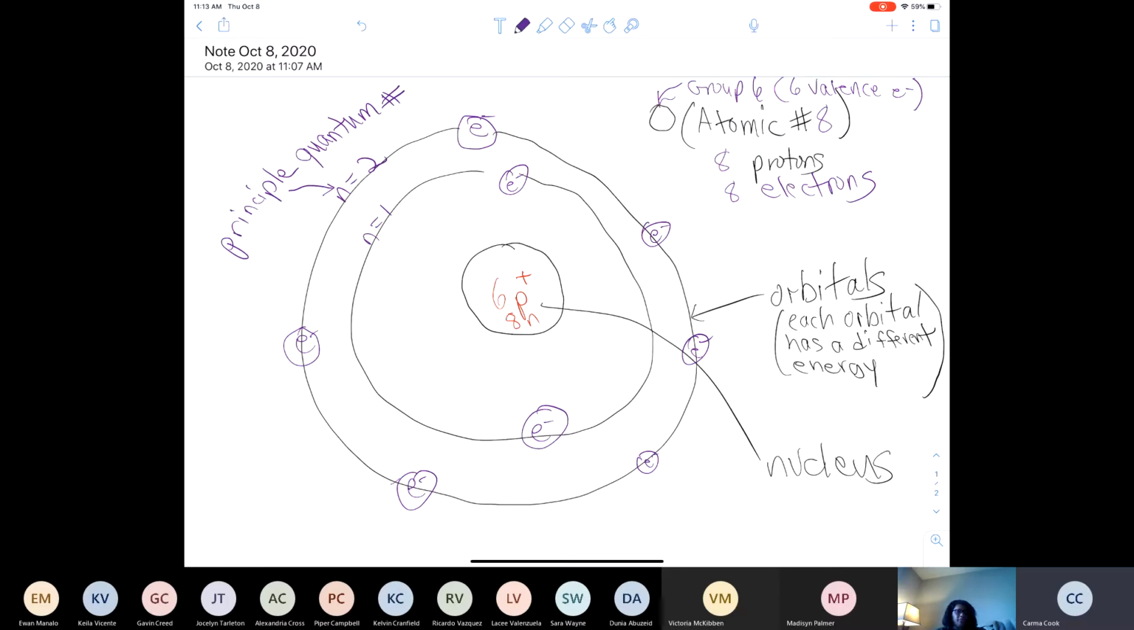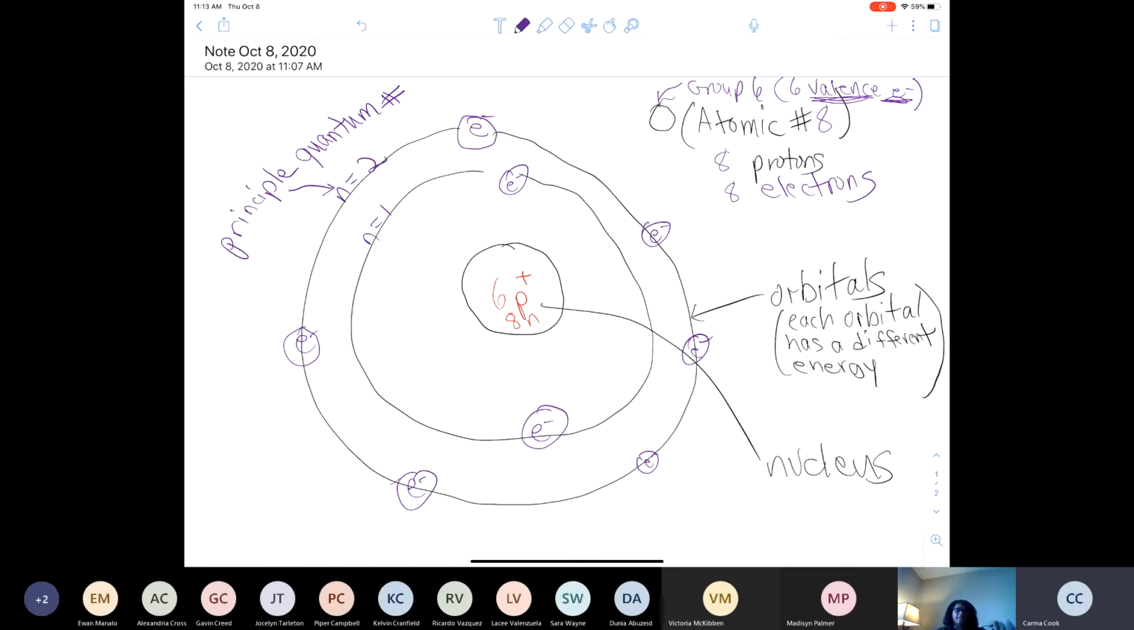So the outermost energy orbital of oxygen is going to contain the outermost electrons that we call valence electrons. And because oxygen is in group 6, that tells us how many valence electrons that atom has. It's based on the group number. So oxygen has 6 valence electrons, and therefore it has 2 what we call inner electrons that lie in the orbital closest to the nucleus.